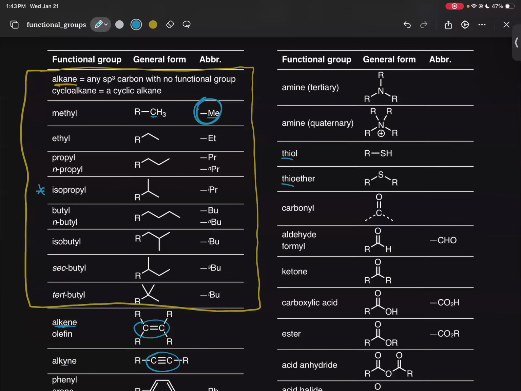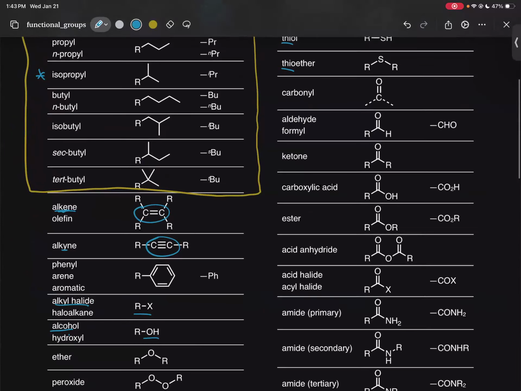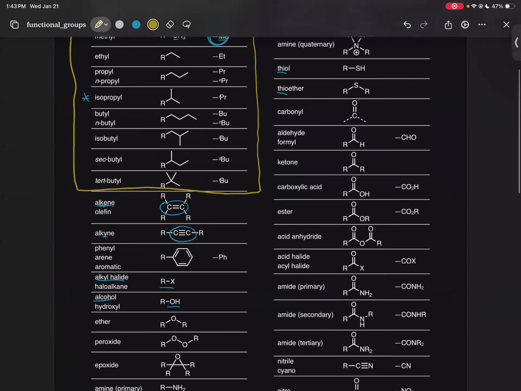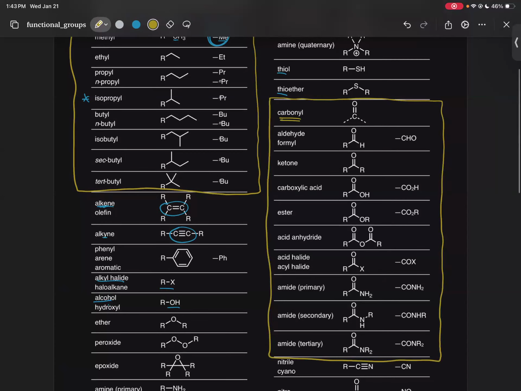And because sulfur is right below oxygen in the periodic table, these tend to behave fairly similarly to oxygen. Then we've got the next big category, and this is one that all sort of goes together. These are all variations of the carbonyl group. And a carbonyl group is just a C double bond oxygen. These are extremely common. They're everywhere.